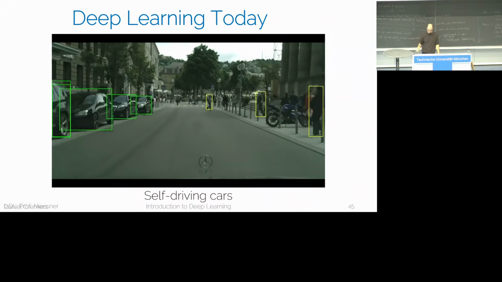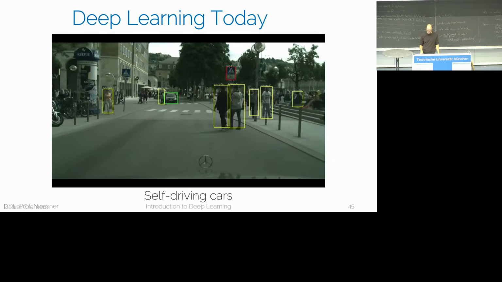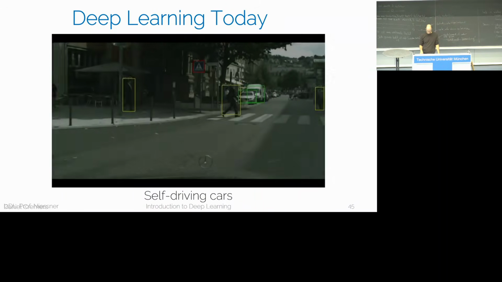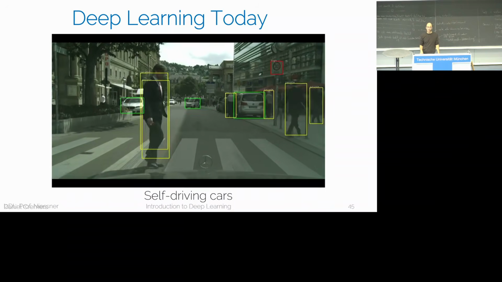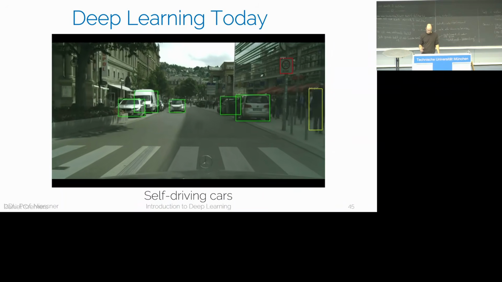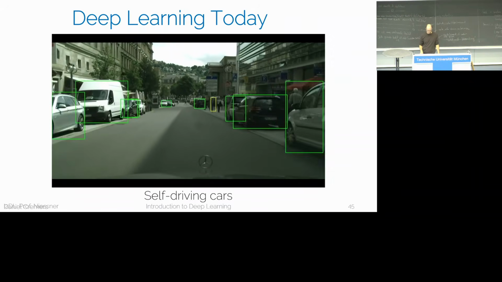This is not even the state of the art, I would say, but just to give you example results of how we can use deep networks to understand the world around us and make that data available to a self-driving car, for example.